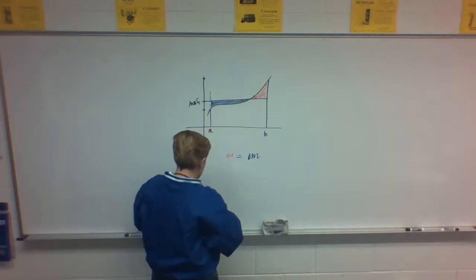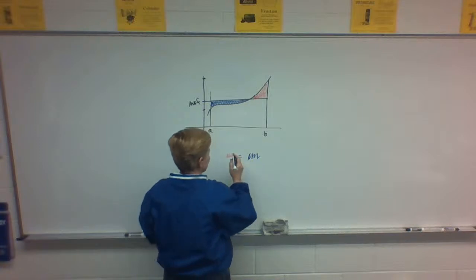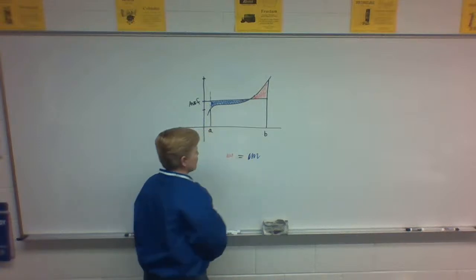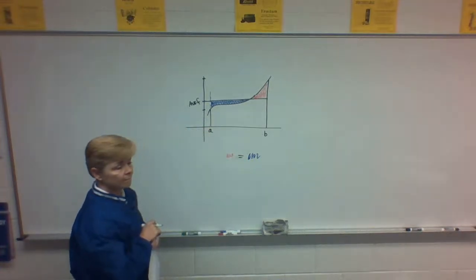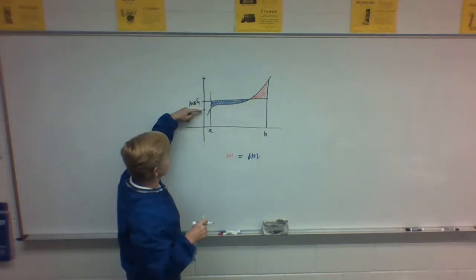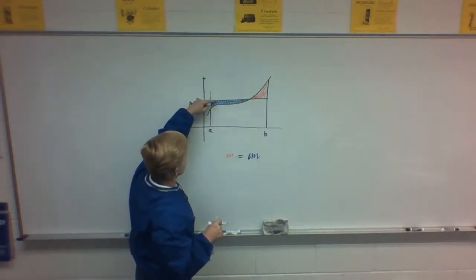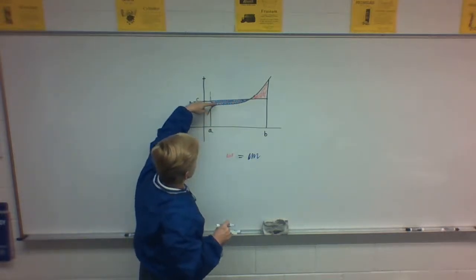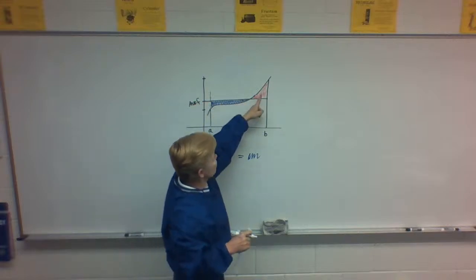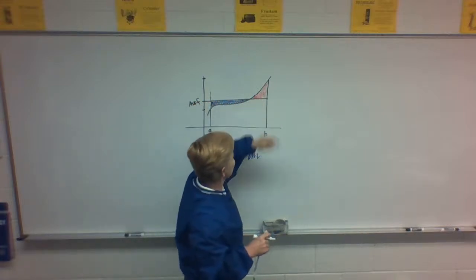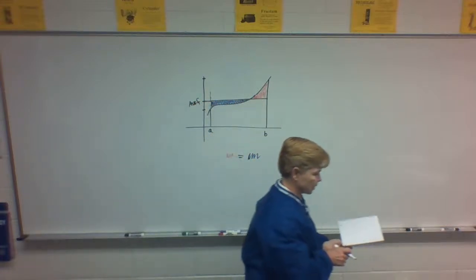If the red area equals the blue area, then I have found the average value. I've got to find a place between here and here that if I draw a line will add in as much area above the curve as I lost below the curve. And if I find that, that's the average value of the curve.